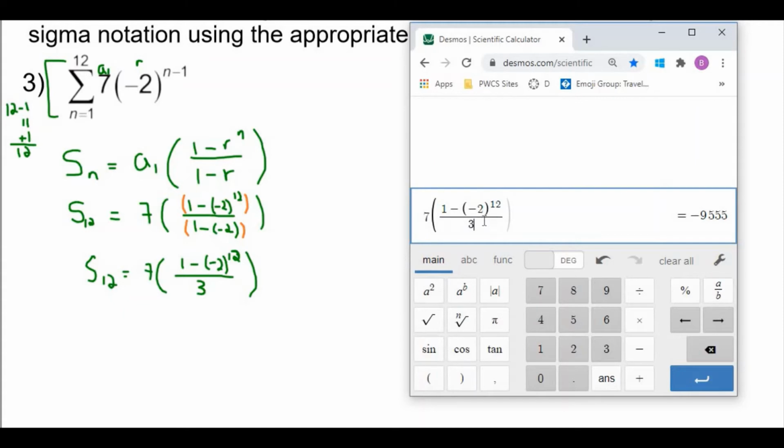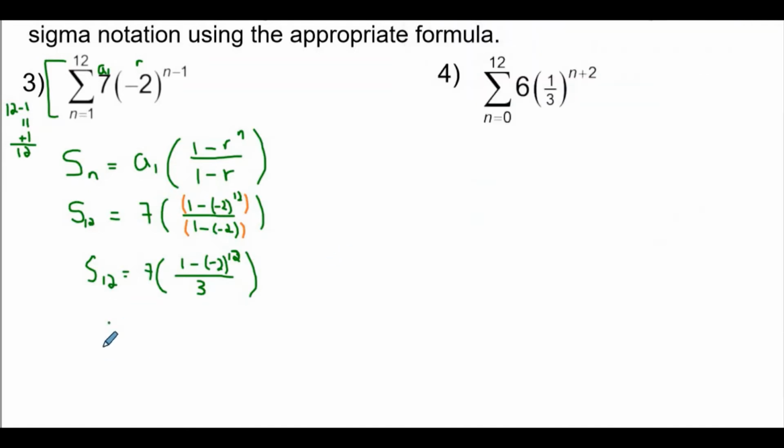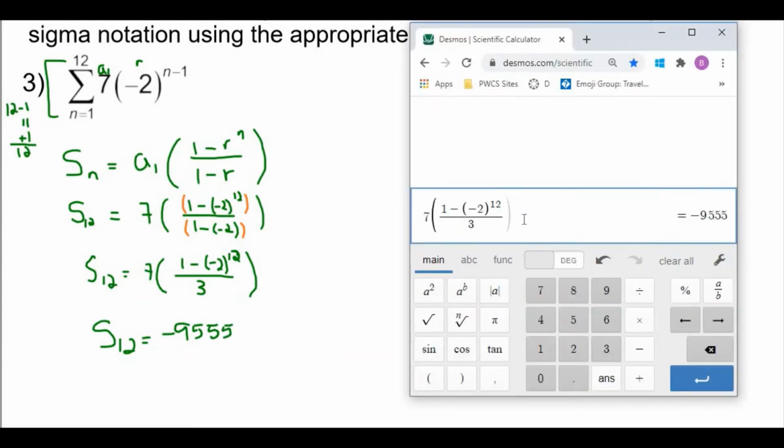Now, the reason this wasn't enormous is because we have a negative r value, which is making one thing positive and one thing negative, one thing positive, one thing negative. So it's actually adding while it's subtracting. But if that was a positive r value, that would be very, very large. So S of 12 is negative 9,555. So just keep in mind, when you look at a problem, it's kind of fun to try to figure out why that number wasn't big, and it's because it's alternating between large and small values.